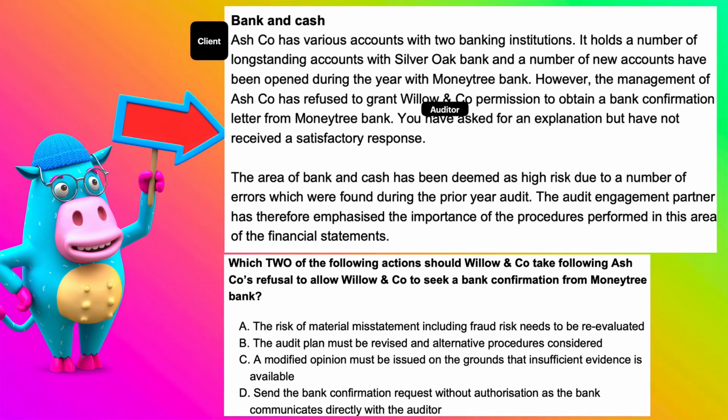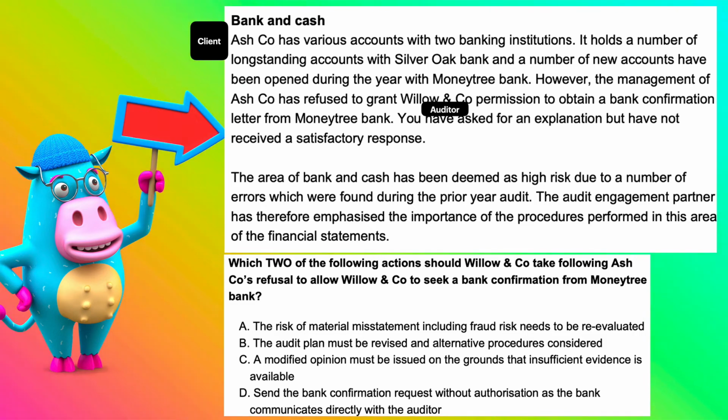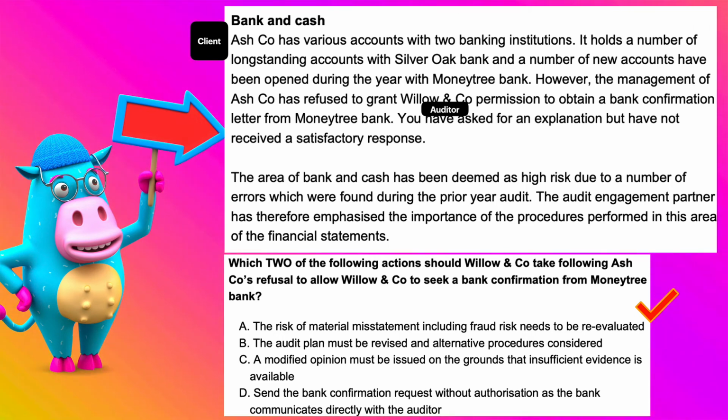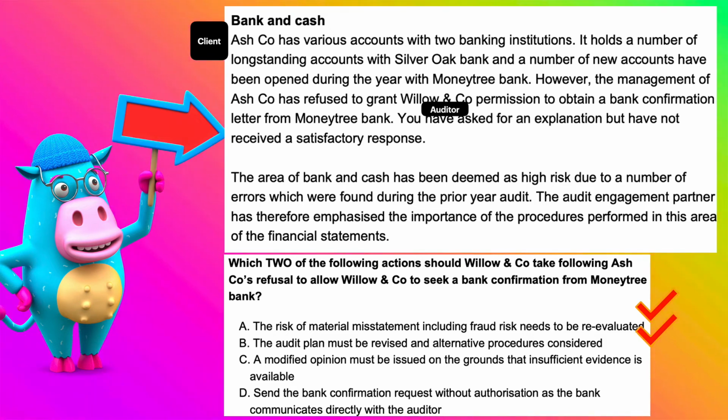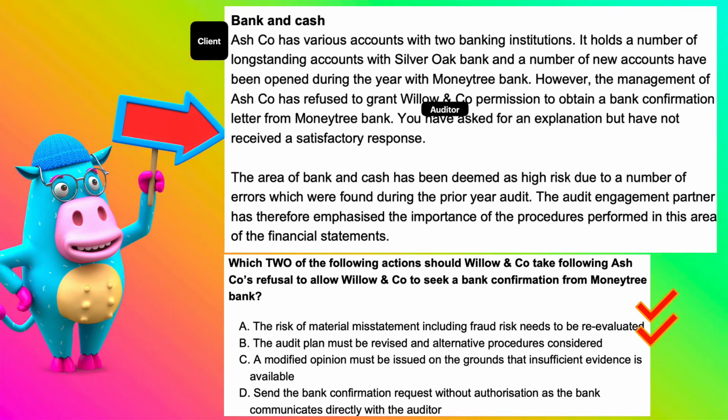Well, the risk of material misstatement, including the risk of fraud, needs to be re-evaluated. Yes, because why on earth aren't they giving us it? We're now worried about fraud. So we now say, right, okay, let's adjust materiality. The audit plan must be revised and alternative procedures considered. Yes, definitely, because they're not giving us something that we thought they'd give us. We've got to try and find a way out of this.